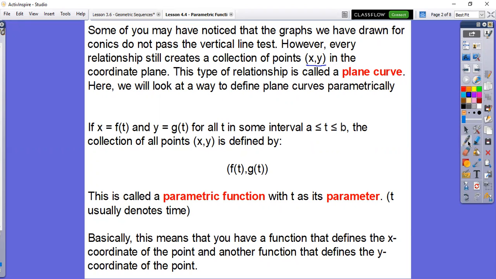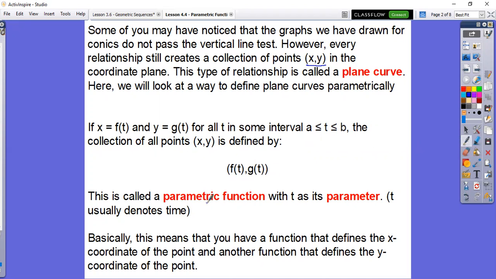So what we're going to do is define something called a plane curve parametrically by defining the x and y coordinates separately in terms of a parameter. What that looks like is this. If we let x be defined by some function f of t, and y be defined by some function g of t, for t within the interval from a to b, then the collection of all the points defined by that relationship would be (f(t), g(t)).